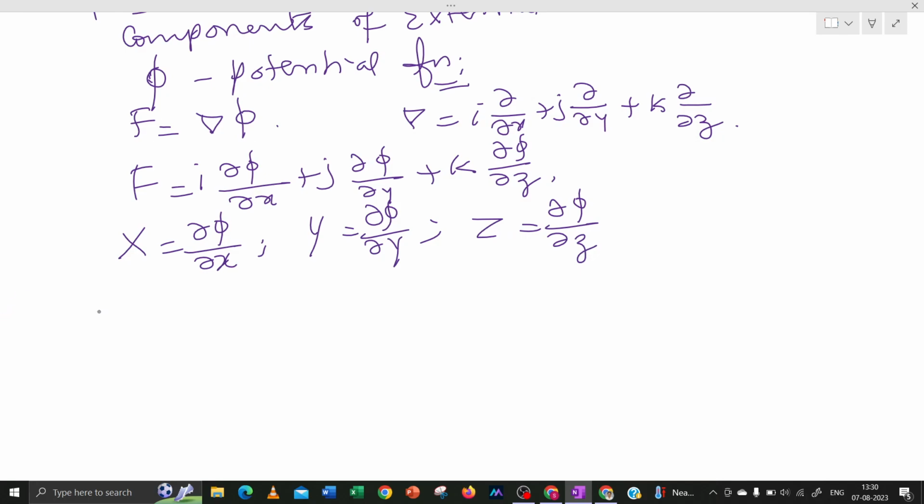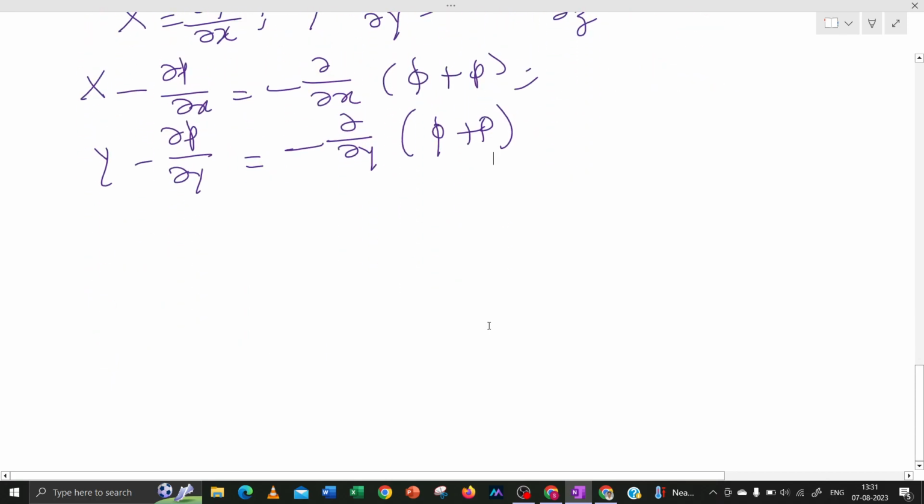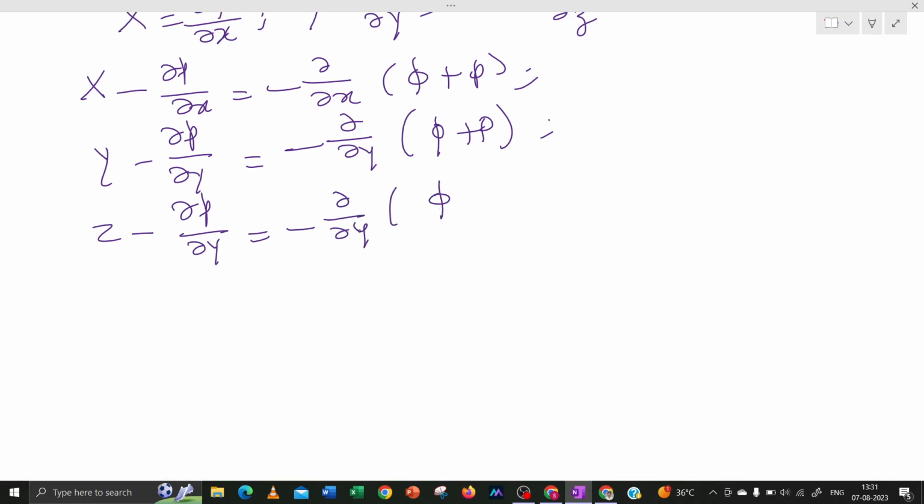Therefore we can write that X minus ∂p/∂x equals minus ∂/∂x of (pi plus p). Similarly Y minus ∂p/∂y equals minus ∂/∂y of (pi plus p), and similarly Z minus ∂p/∂z equals minus ∂/∂z of (pi plus p). We can write the whole thing as equation number 5.